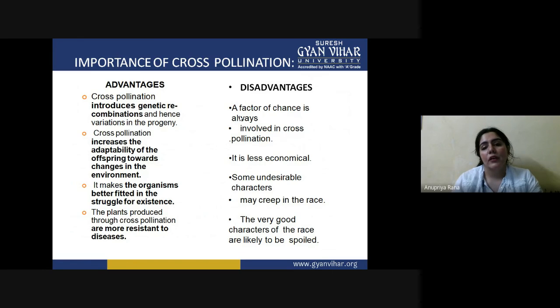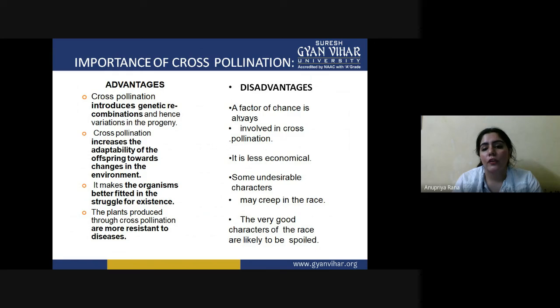What are the disadvantages? Everything which has some advantages also comes with some disadvantages. So what are the disadvantages here? A factor of chance is always there, like sometimes they can involve a bad kind of gene also. They do not always get good genes. Sometimes they get some gene which is responsible for some kind of disease formation.